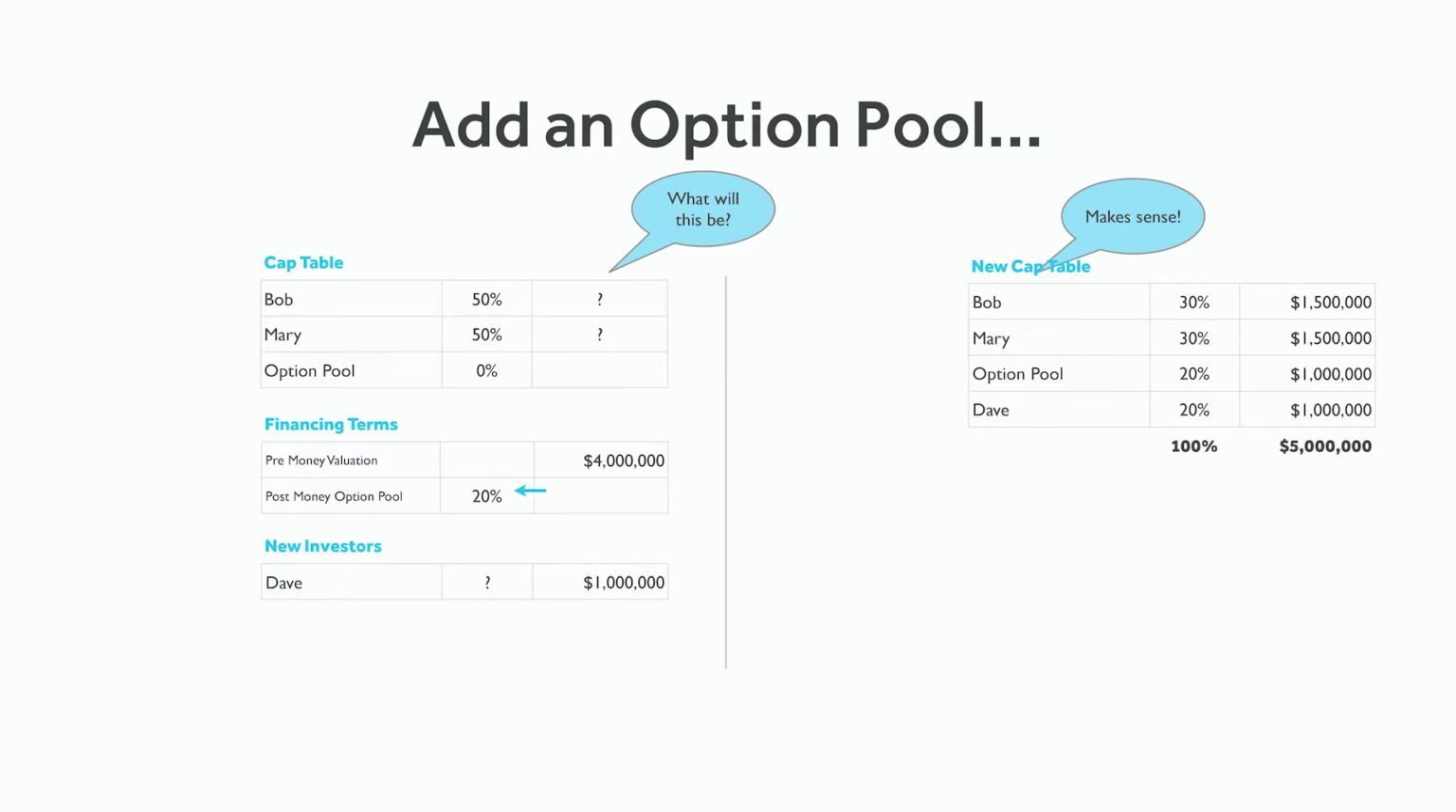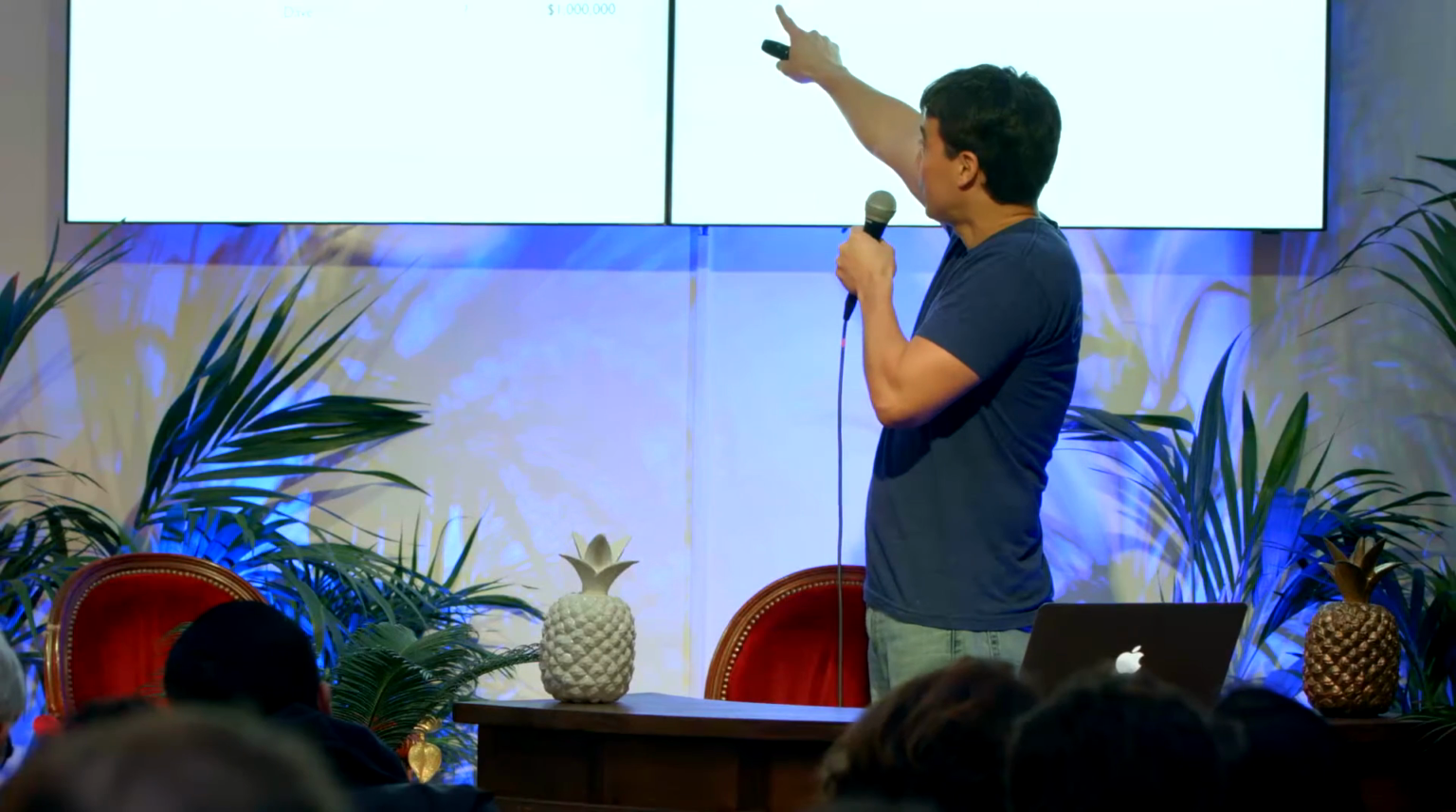They both own 50%. They're doing a pre-money valuation of $4 million. Dave's going to put in $1 million on this. But Dave says, look, if I'm going to invest $1 million, you're going to hire employees. I want you to give them some equity, so you have to reserve what's called a post-money option pool of 20%. So after the investment happens, 20% of the company has to go to employees, is reserved to go to employees at a future date.